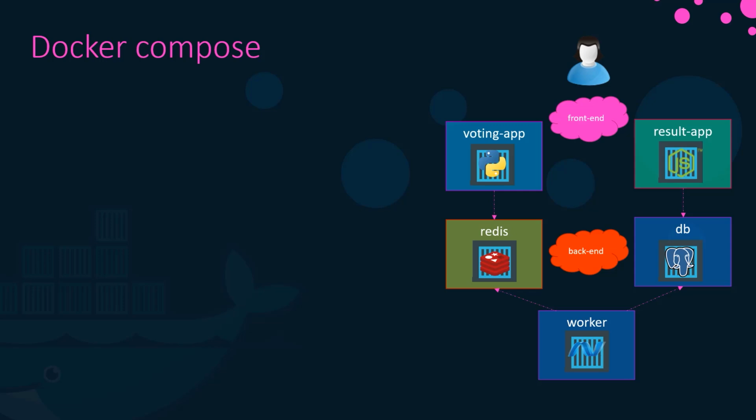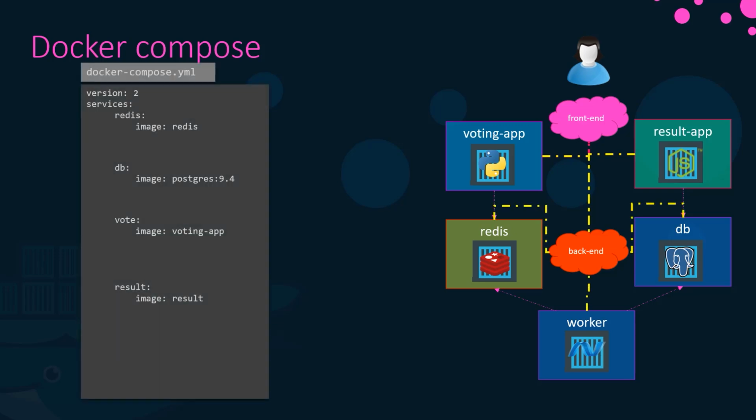So we create a front-end network dedicated for traffic from users and a back-end network dedicated for traffic within the application. We then connect the user-facing applications, which are the voting app and the result app, to the front-end network, and all the components to an internal back-end network.